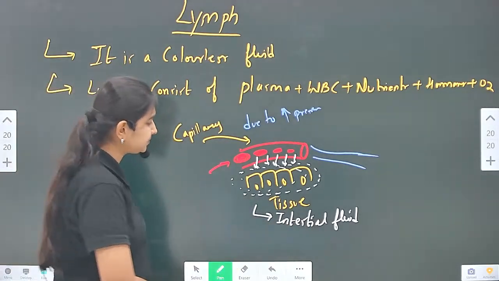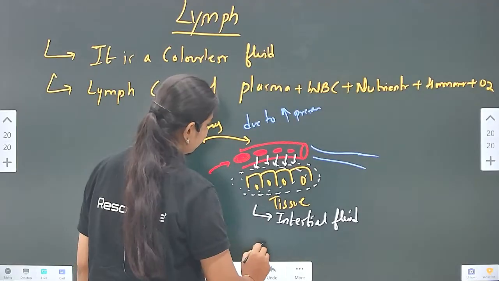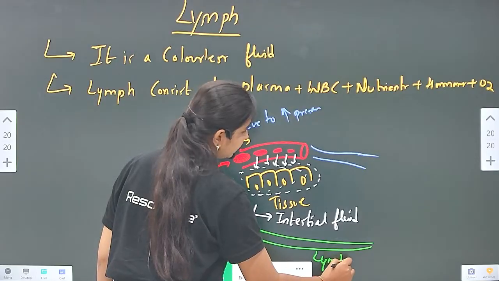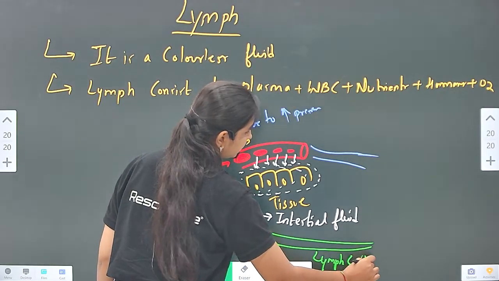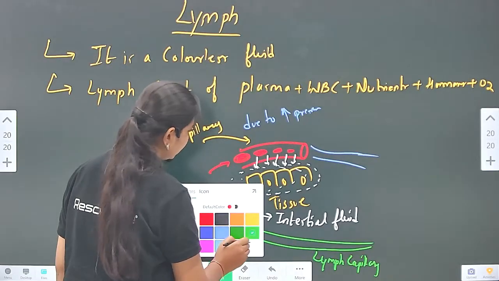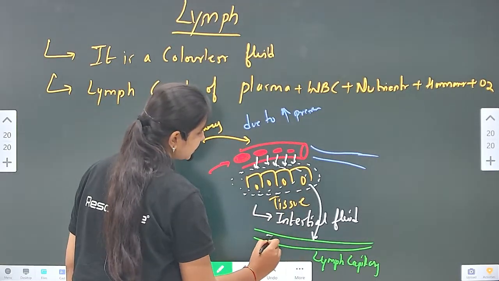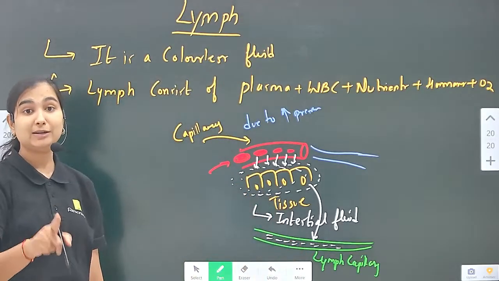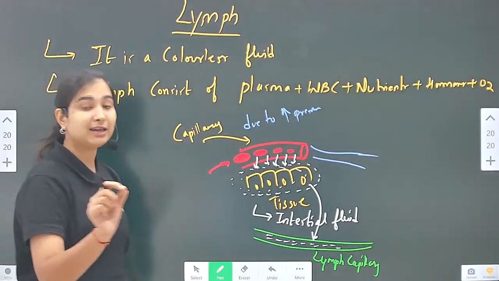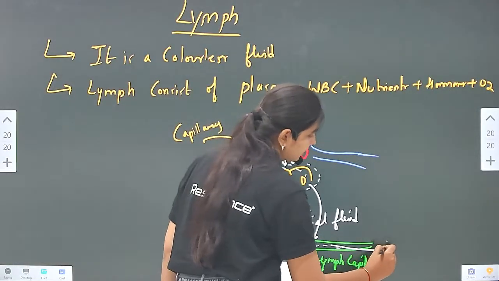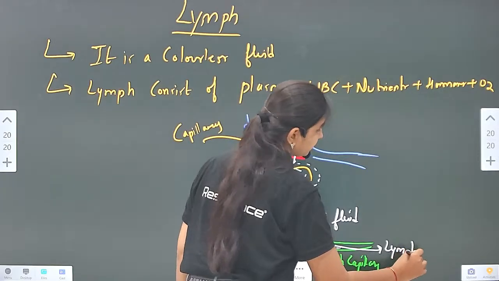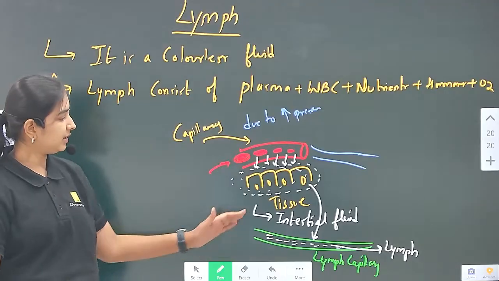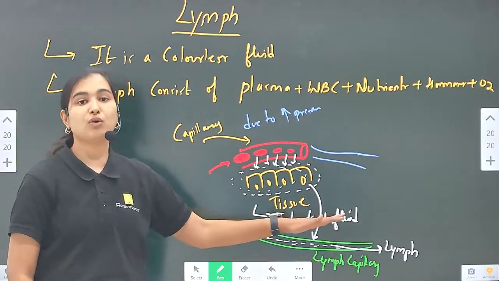Now what will happen? Here we have a capillary. What is this capillary? The lymph capillary. So these interstitial fluid, what will happen? After some time it starts entering into the lymph capillary. Now once this interstitial fluid enters into the lymph capillary, at that time it is called what? At that time it is called the lymph. Getting my point? So first we are getting interstitial fluid, then when it enters into the lymph vessel, it is called the lymph there.